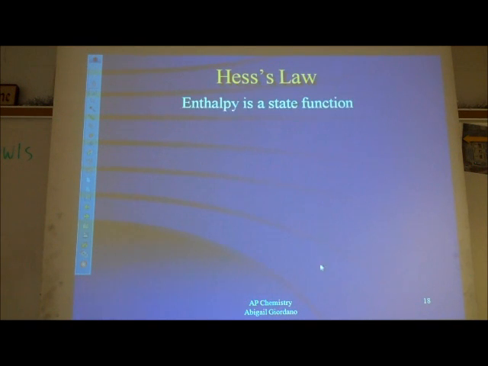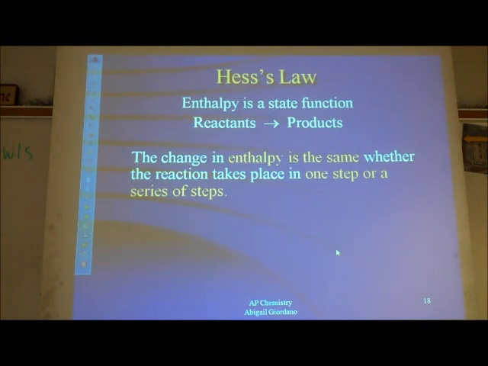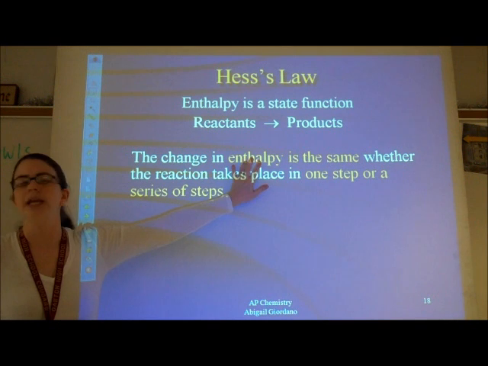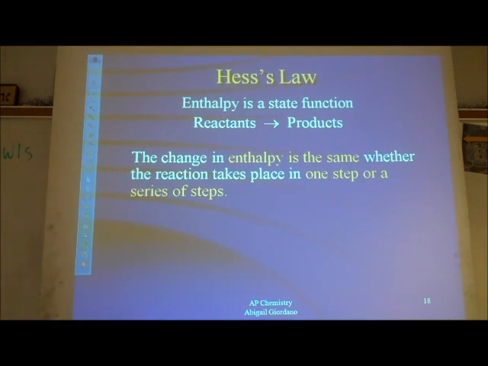I will put up the definition for you, and then I'm going to give you an analogy to help you understand it. The definition says the change in enthalpy. What does that word mean? Heat energy. The change in enthalpy is the same whether a reaction takes place in one step or a series of steps.